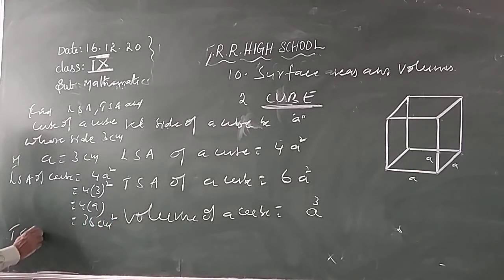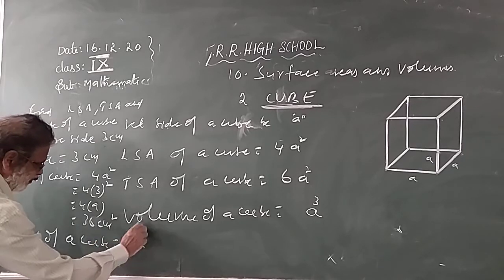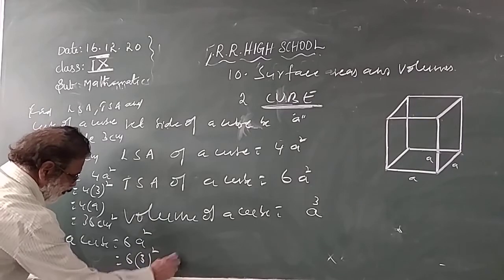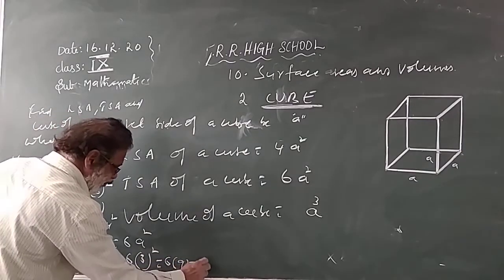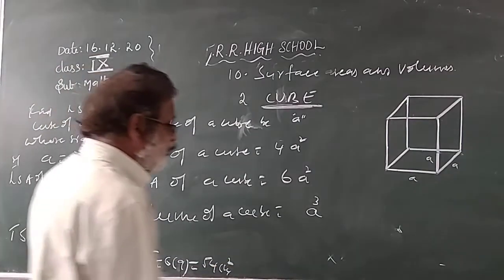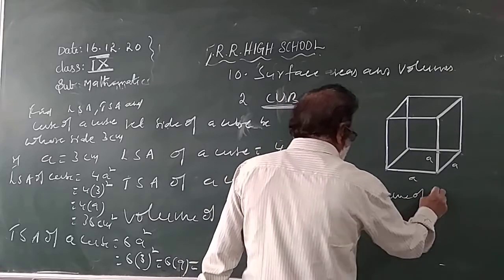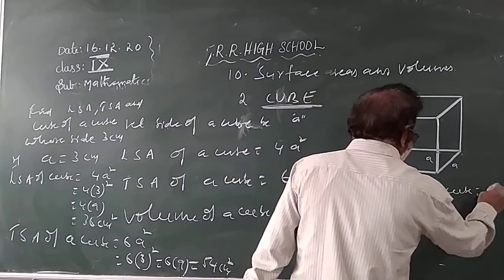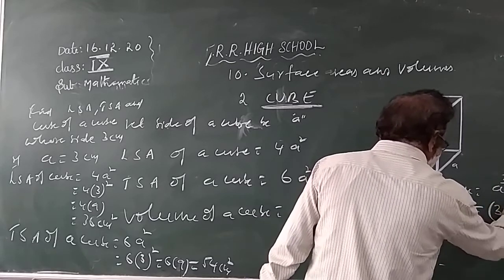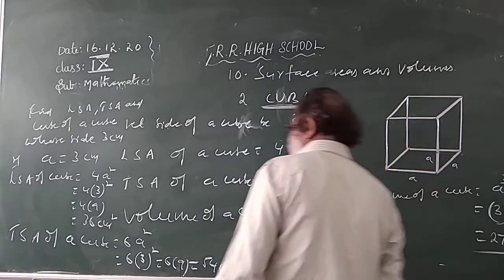Now TSA of a cube, formula is 6A square. 6 into 3 square, 3 square is 9. 6 times 9 is 54 square centimeters. Volume of a cube is equal to A cube. A is 3, 3 cube is 27 cubic centimeters.